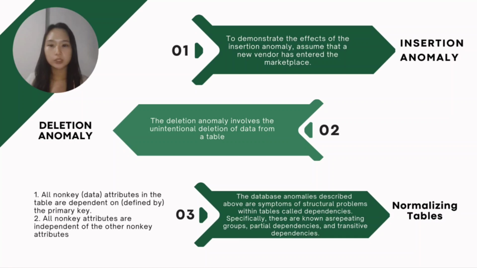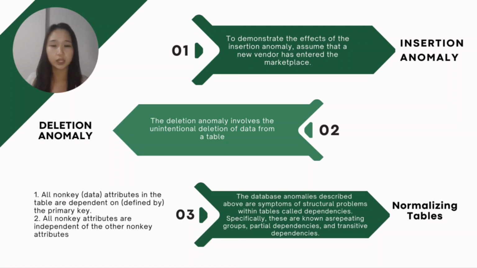Insertion anomaly. To demonstrate the effect of the insertion anomaly, assume that a new vendor has entered the marketplace. The organization does not yet purchase from the vendor, but may wish to do so in the future. In the meantime, the organization wants to add the vendor to the database. This is not possible, however, because the primary key for the inventory table is part number. Because the vendor does not supply the organization with any inventory items, the supplier data cannot be added to the table.